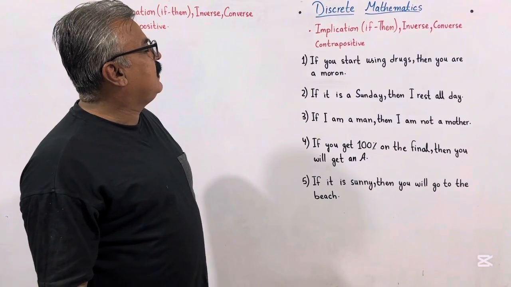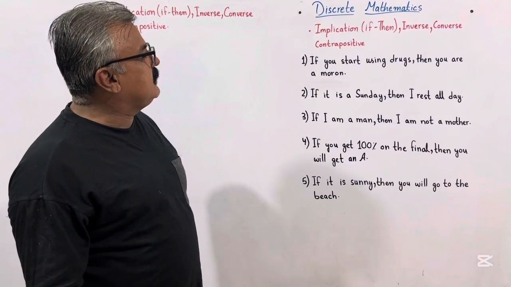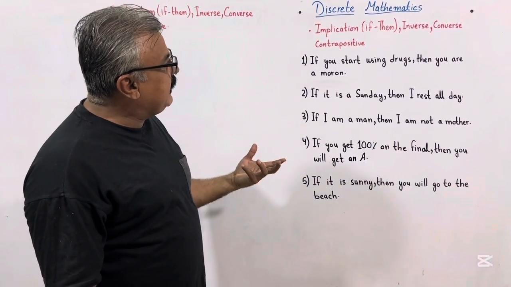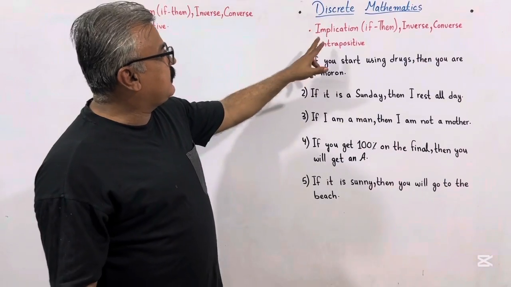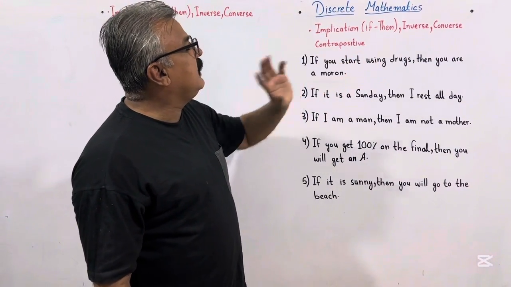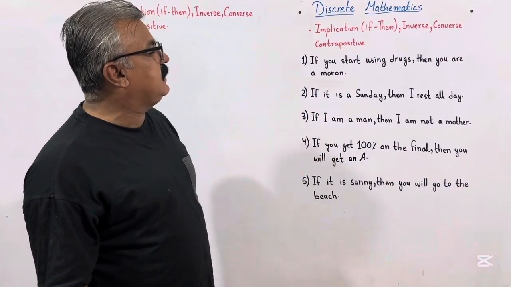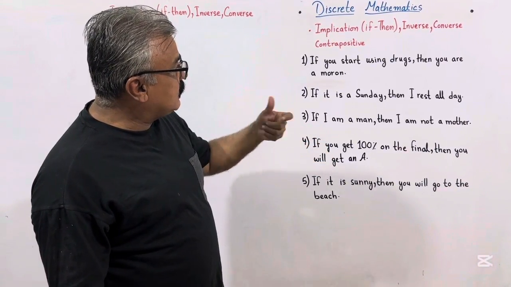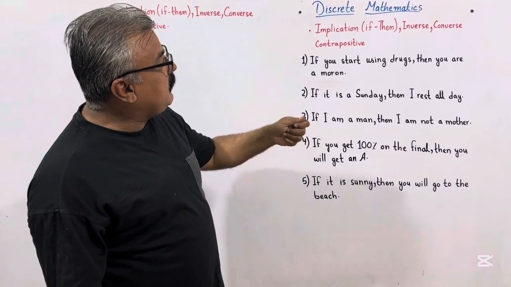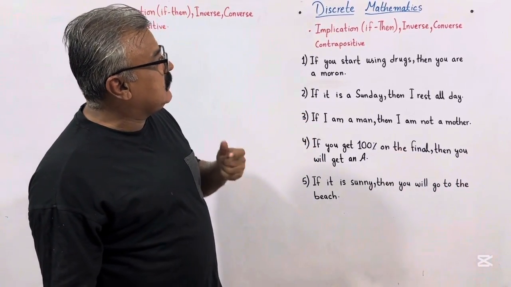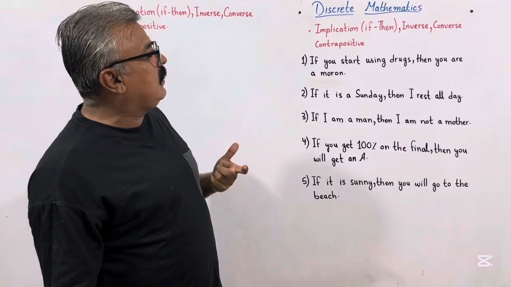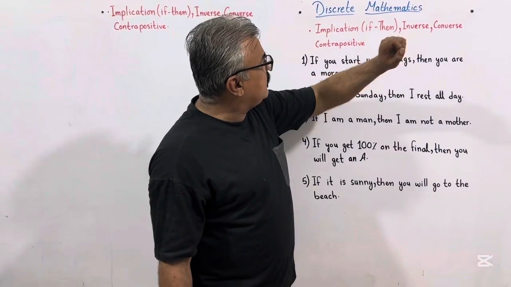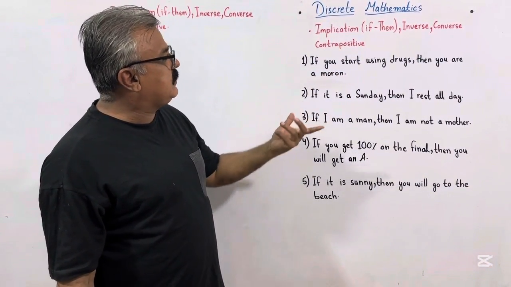Discrete mathematics. How to deal with an implication question? Implication, or if-then, they are the same thing. Implication or if-then, single conditional, one-sided conditional. How to find the inverse of the implication? What do you mean by the converse of the implication? What do you mean by the contrapositive of the implication? Inverse can be related to anything. It is simply negation.